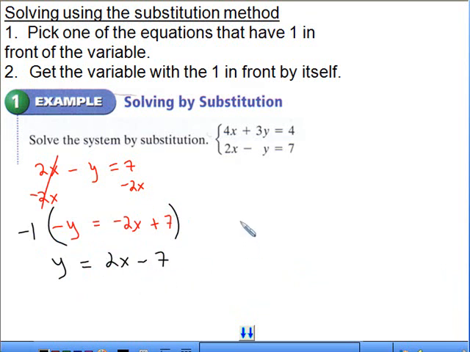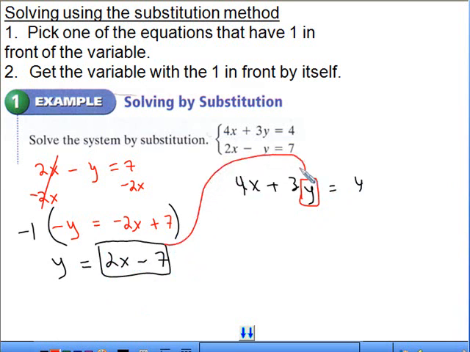Now, the equation we haven't worked with, 4x plus 3y is equal to 4. Since we know y is equal to this now, we're going to substitute it right here. So instead of y, since y equals this, we're going to substitute this in for y. That's why it's called the substitution method. So we're going to get 4x plus 3 times 2x minus 7 is equal to 4.